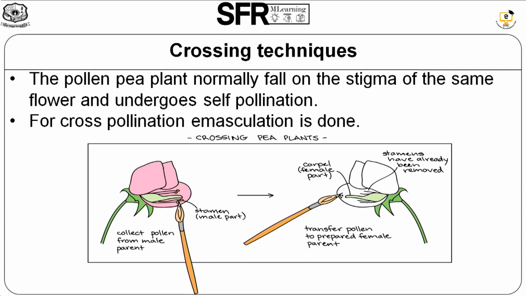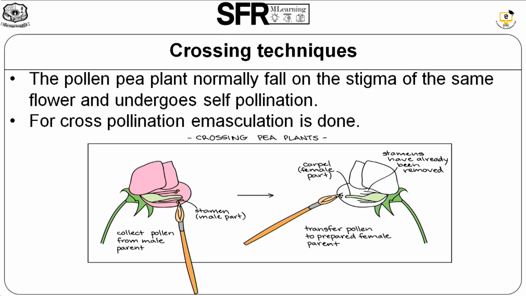So, usually in pea plant, pollen grains fall directly on the same flowers. So, pollen grains fall on the stigma of the same flowers, which leads to self pollination. But Mendel, for his hybridization experiment, followed the emasculation technique.